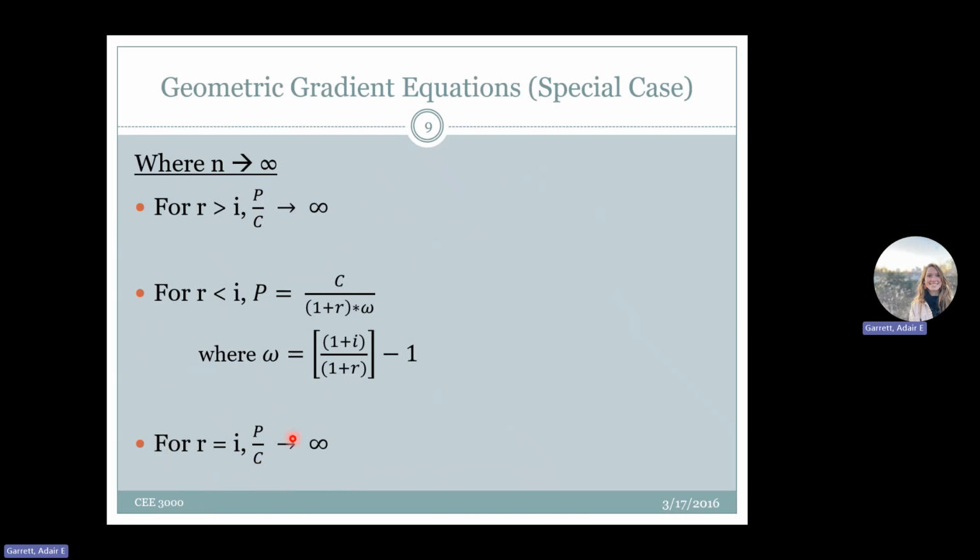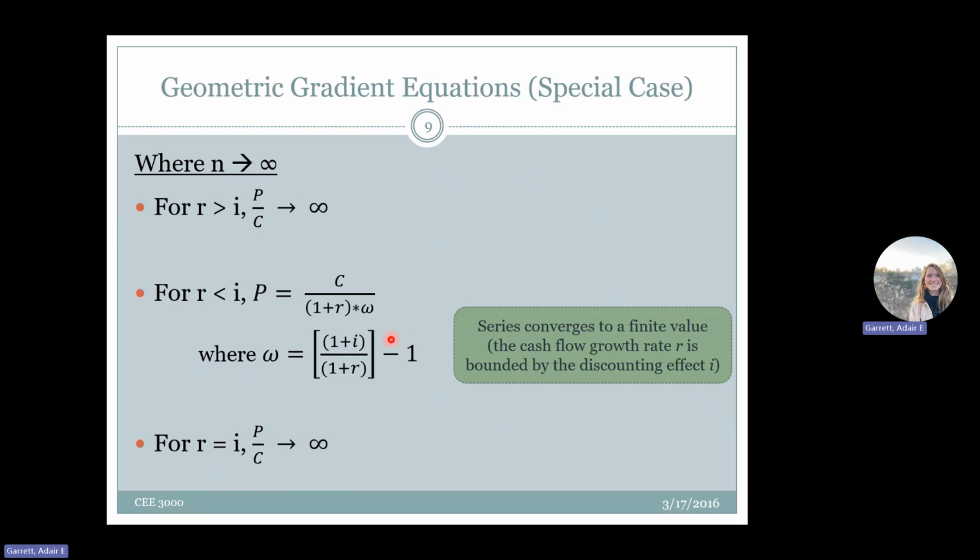A similar case happens, I'm going to come back to this in a second, when R is equal to I, then our present worth over our initial investment also goes to infinity. So there's no net growth or decay, so we would need other methods to calculate meaningful present worth here. But for R less than I, our series converges to a finite value.